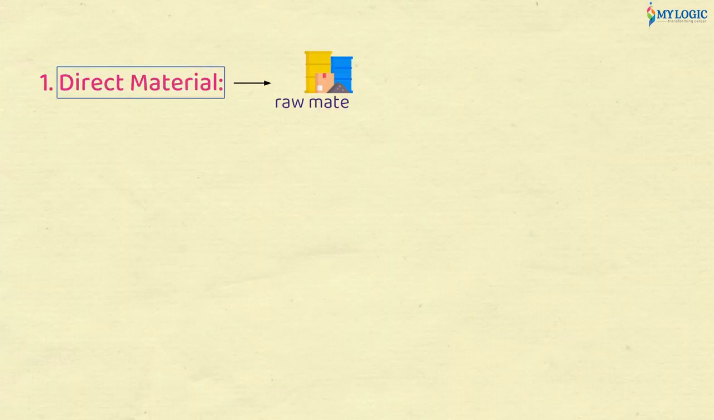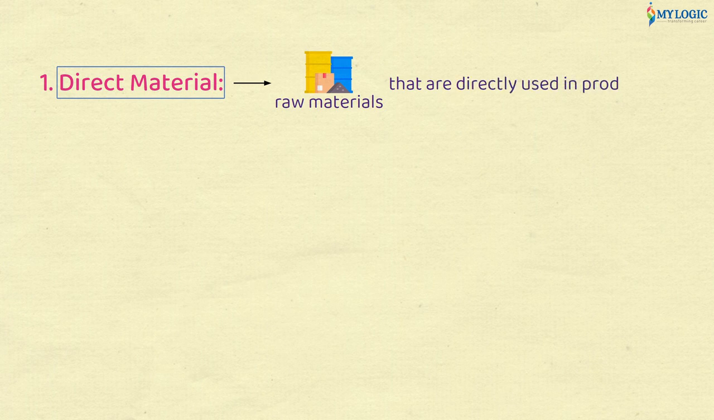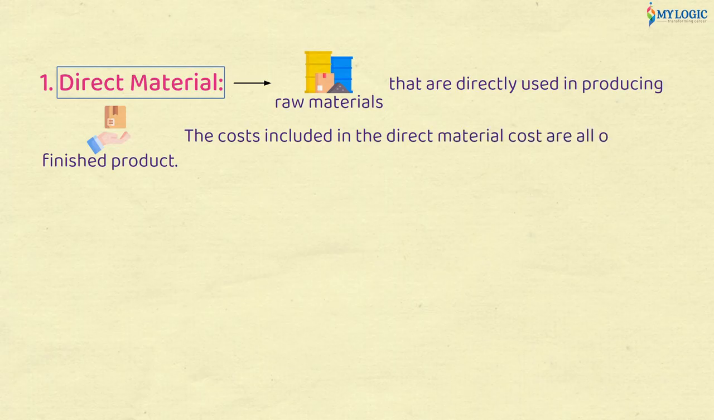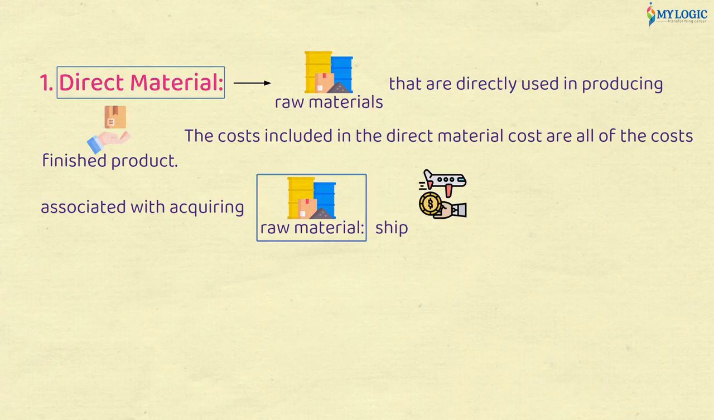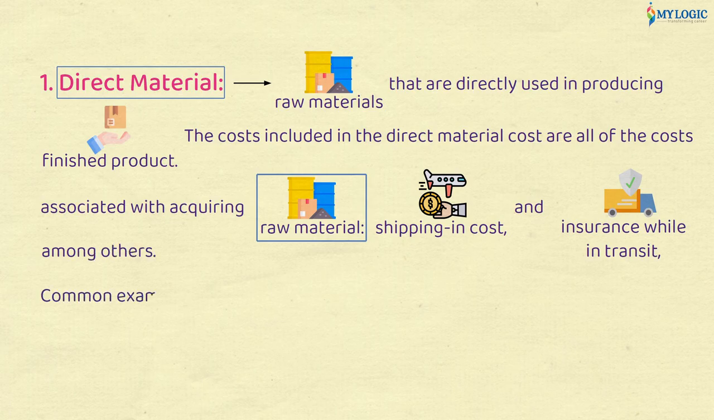Number 1. Direct material. Direct materials are the raw materials that are directly used in producing the finished product. The costs included in the direct material cost are all of the costs associated with acquiring the raw material: the raw material itself, shipping-in cost, and insurance while in transit, among others. Common examples of direct materials are plastic and components.